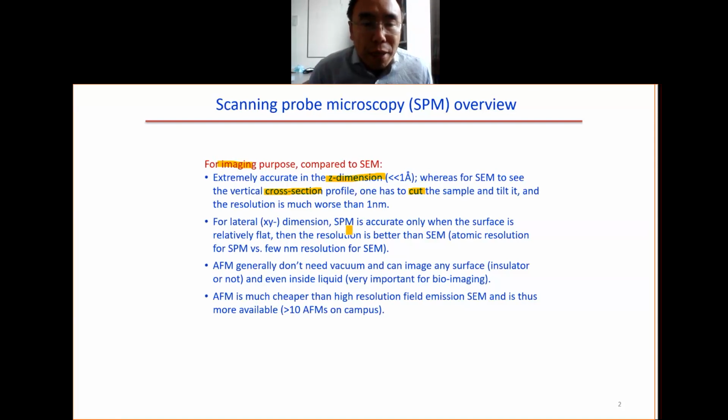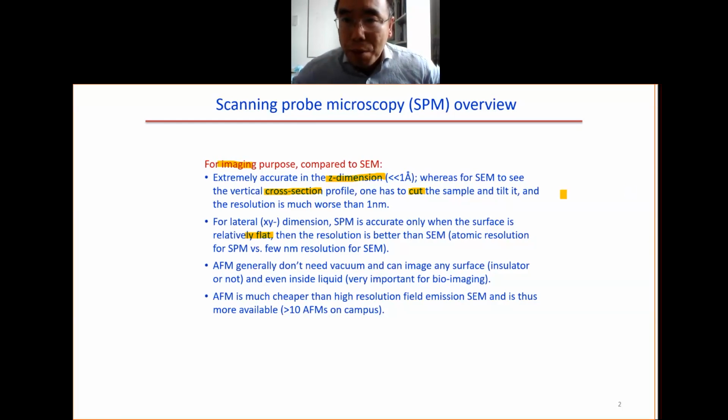For the lateral dimension, scanning probe microscopy is also more accurate than SEM, but this is only good when we have a flat sample. When the sample is not flat, this is not good. That's why in reality people use SEM a lot more than AFM, because the sample may not be flat, then the image will be an artifact, will not be real.